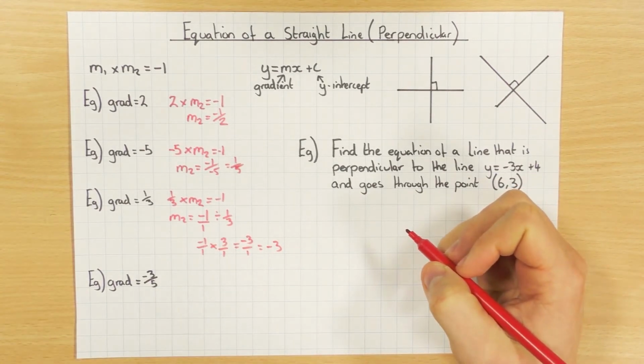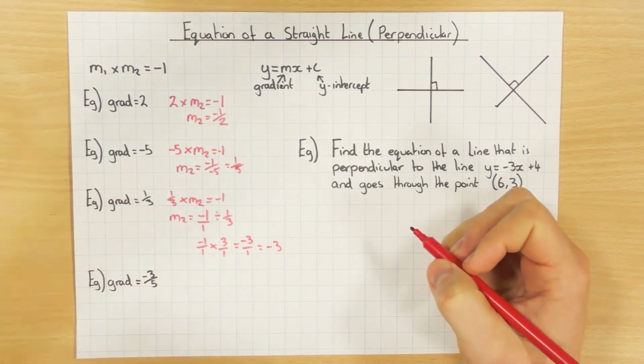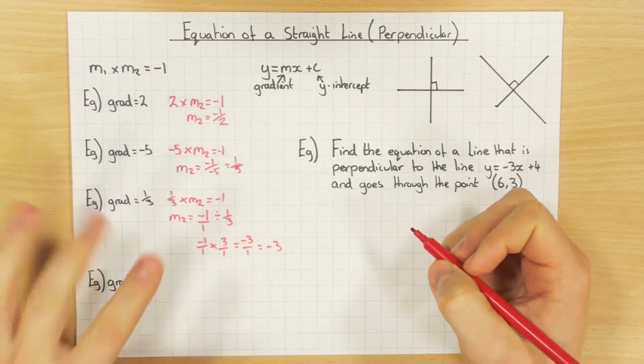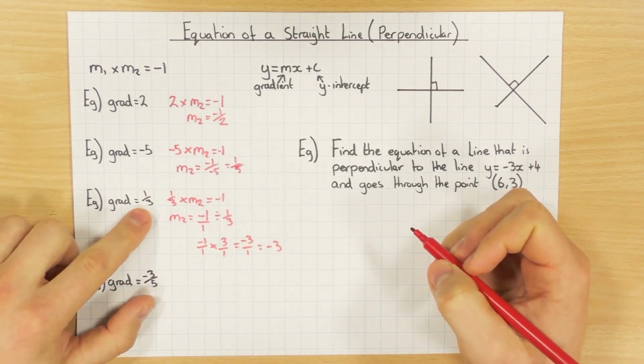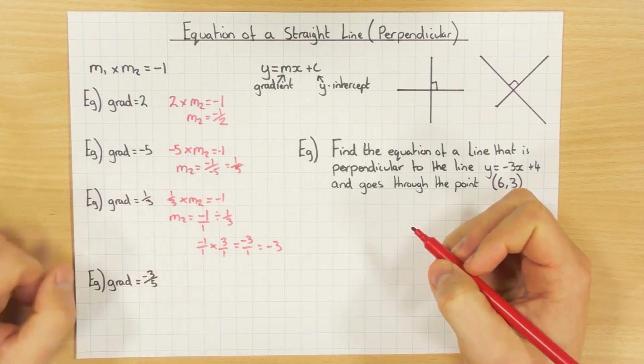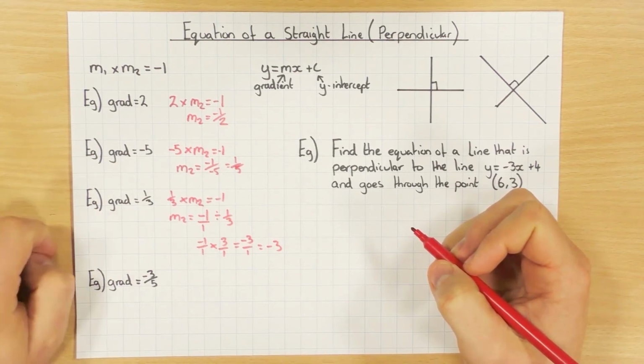Now that's a lot of effort, and there is a simpler way, which I'm going to show you now. If you want the perpendicular gradient, yes, you can use this formula and do it that way, absolutely fine. However, the other way you can do it is take the gradient that you've been given, flip it, and if it's a positive, make it a minus. If it's a minus, make it a positive.